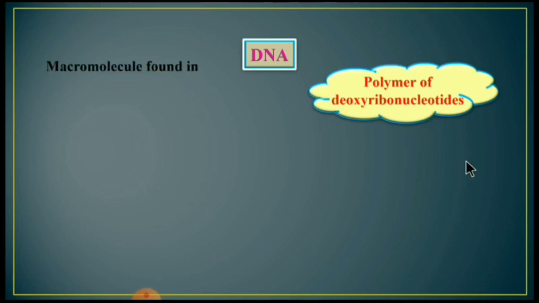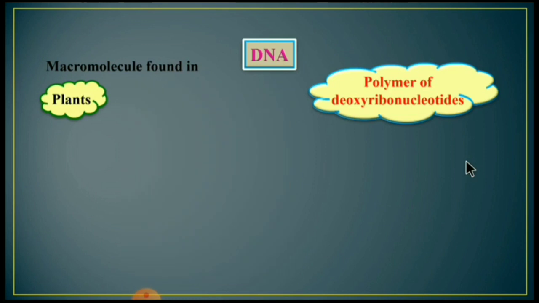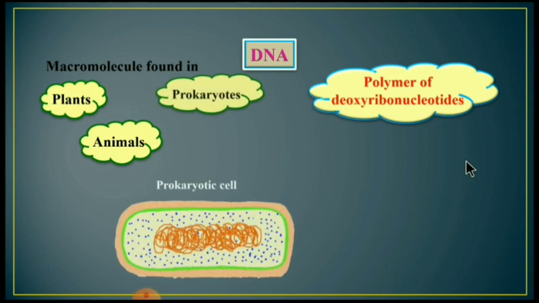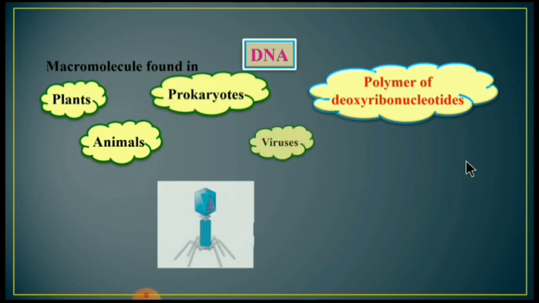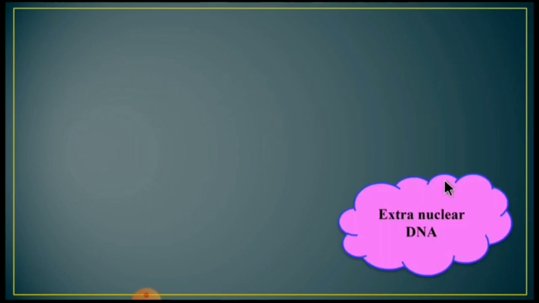Nucleic acids are macromolecules found in all living organisms. They are found in plants, in animals, in prokaryotes, and in viruses. In most living organisms, DNA acts as the genetic material, whereas in only a few living organisms, for example a few viruses, RNA acts as the genetic material. Come back to the occurrence.